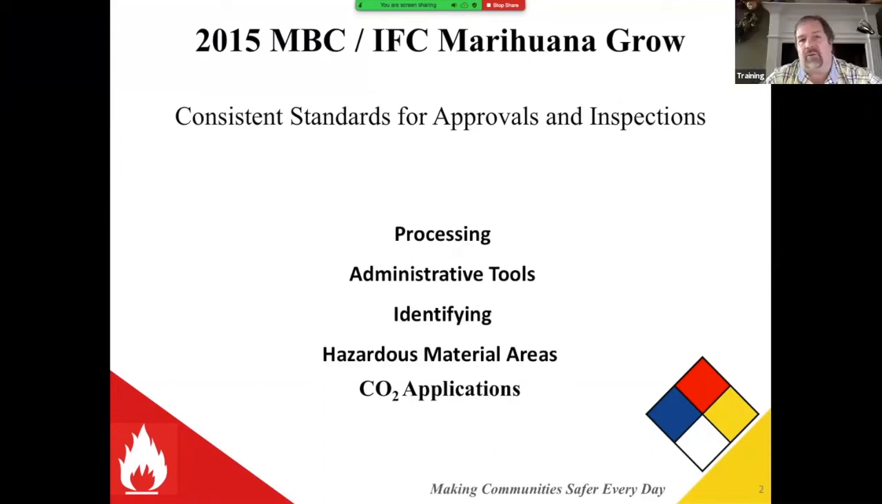Welcome everybody to the 2015 Michigan Building Code, International Fire Code on marijuana grow operations, consistent standards for approvals and inspections. Some of the items we're going to cover today under that broad category are processing. One of my favorites is administrative tools, learning how to identify hazardous material areas. And we're going to focus and narrow in on a specific hazard identification called CO2 applications.